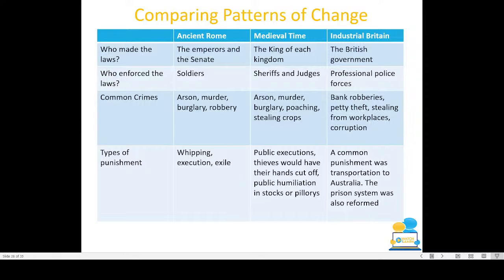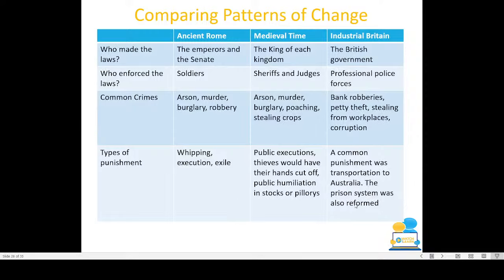So different again, okay? If we look, we have soldiers here who had to enforce the laws. We then have sheriffs and judges. And finally now we actually have a professional police force enforcing these laws. The common crimes, so we have our bank robberies, our petty theft, stealing from workplaces, and corruption, okay? So there's a lot more stealing going on here, as people become more wealthy. Also crimes in terms of stealing from wealthy people start to ramp up here as well, and stealing from businesses and stealing from banks, okay?